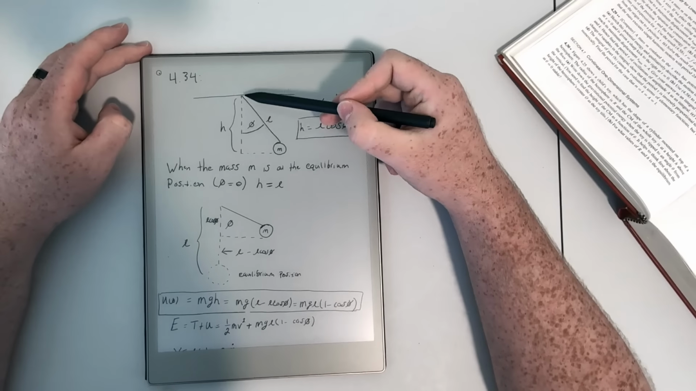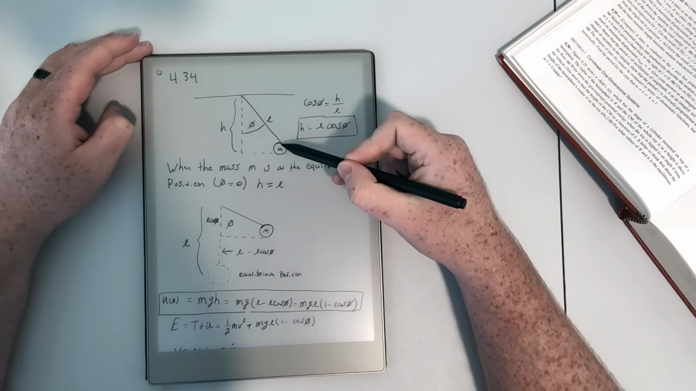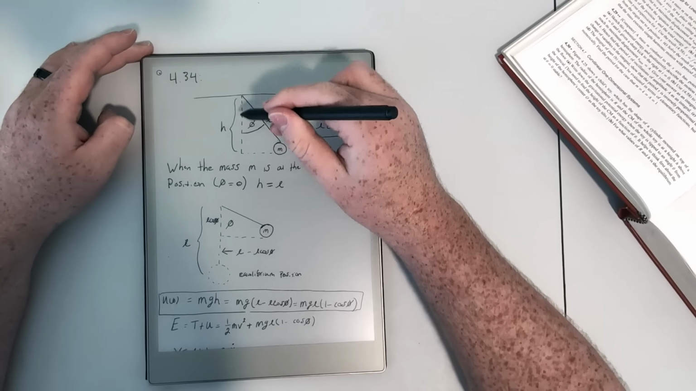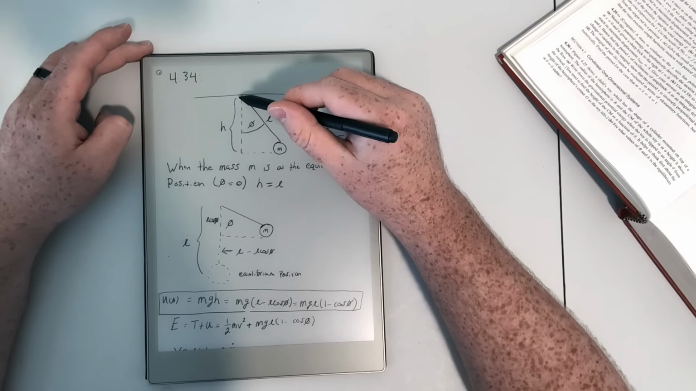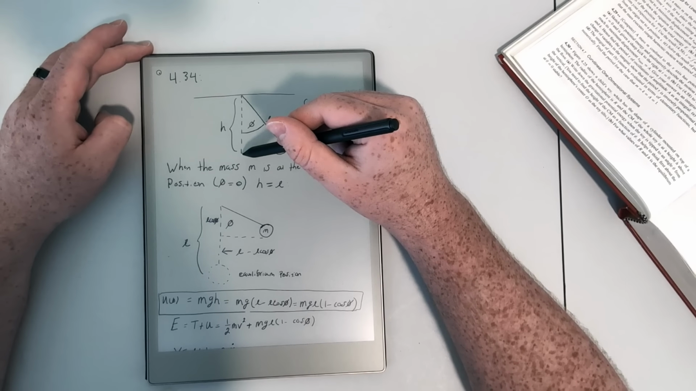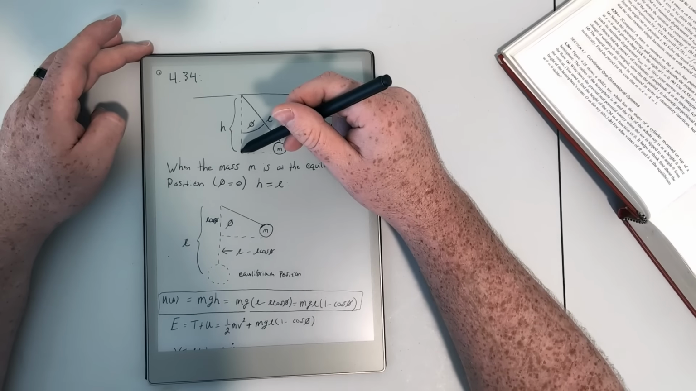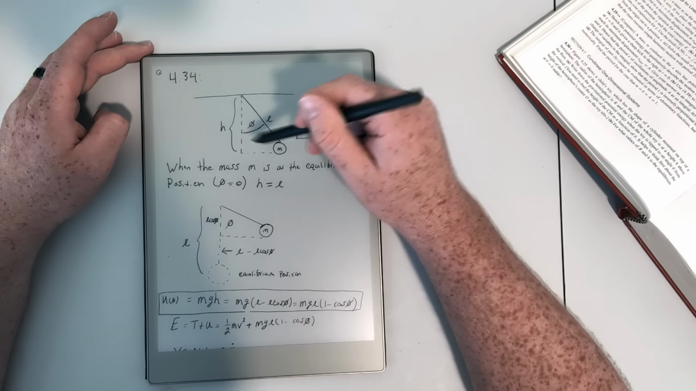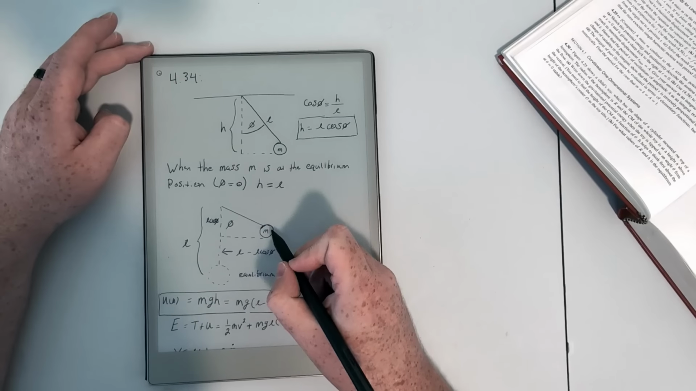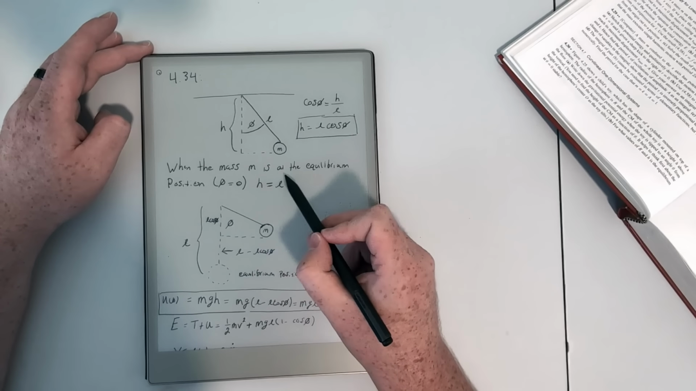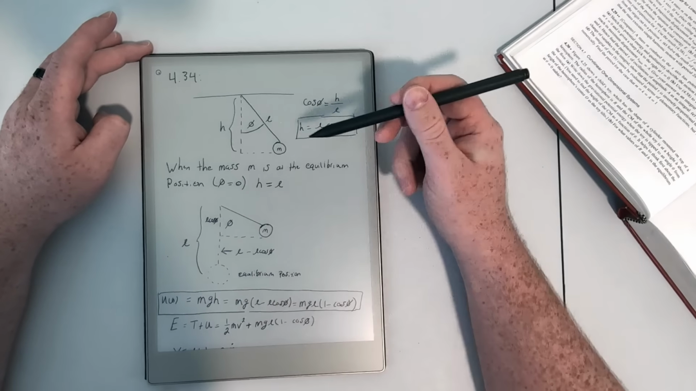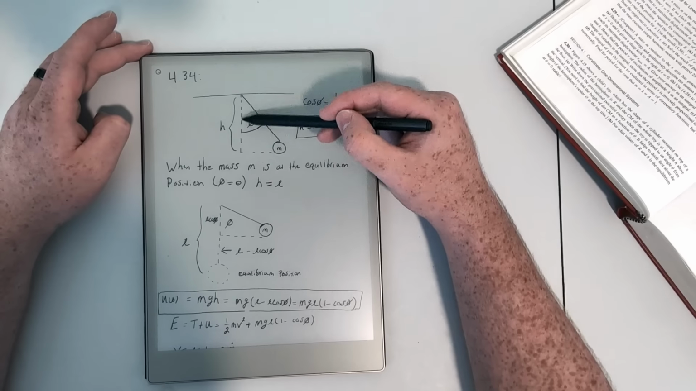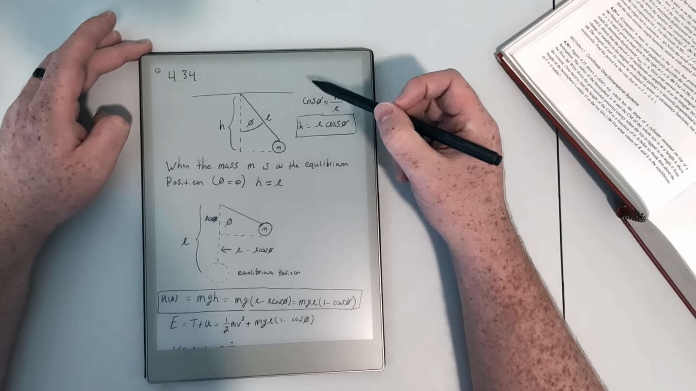I drew out the situation here. We have a pendulum of length L with a mass attached to the end. We have this angle phi here. And then I'm defining this distance to the equilibrium position as h. If the mass was at the equilibrium position, this total length here would be h. When the mass is at the equilibrium position, phi is 0, so h is equivalent to L. When we're at the equilibrium position, h and L are the same.